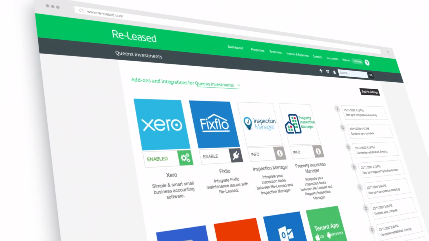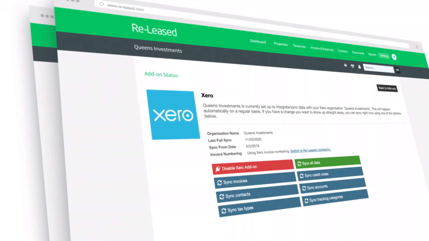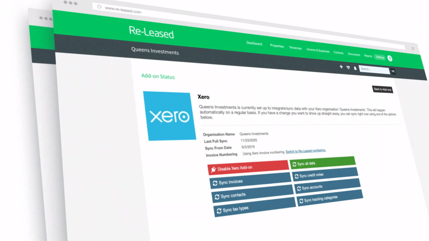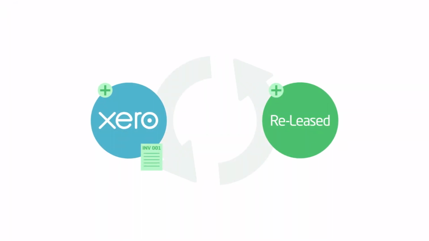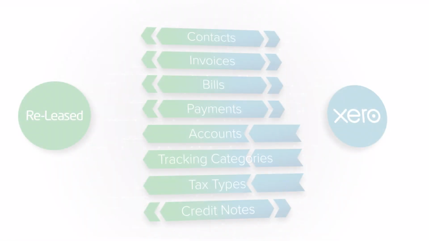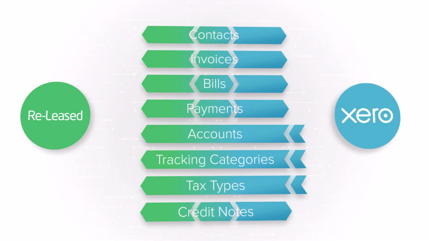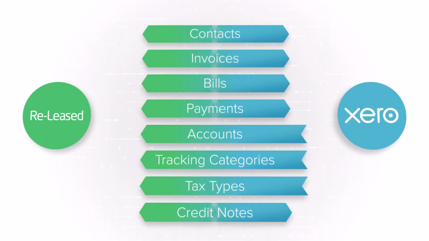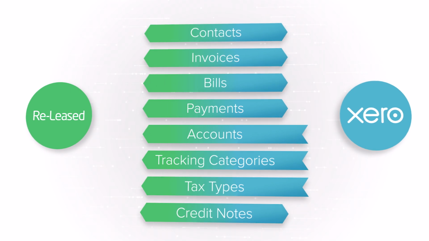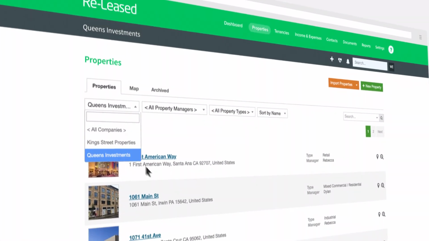reporting. The smart integration removes the need to create two invoices, so you don't run the risk of double entries, saving you valuable time. When you create an invoice in Xero, it sends it to Re-Leased, and vice versa. Manage your contacts, invoices, bills, payments, accounts, tracking categories, tax types, and credit notes with a constant flow of vital business information between systems. Each of your Re-Leased companies can be connected directly to your corresponding Xero company.